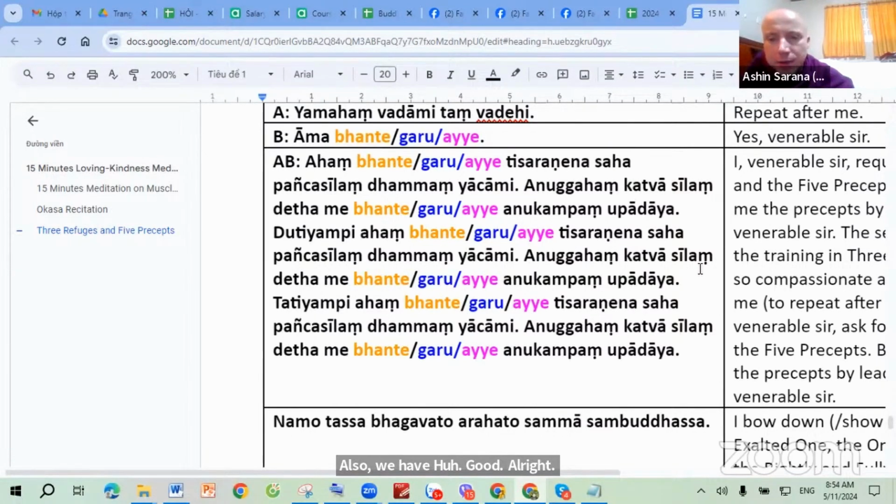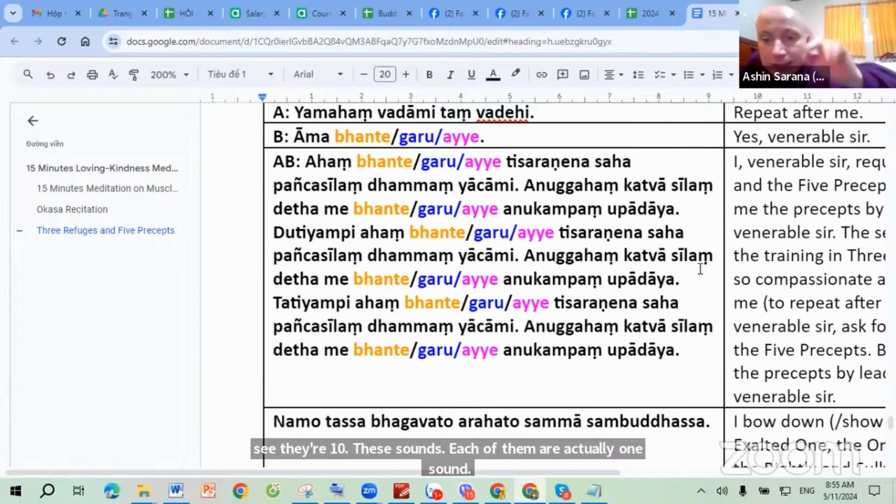Okay, that I think is pretty complete. So these sounds like kha, gha, cha, jha, tha, dha, pha, bha. You see, there are 10. Each of these sounds is actually one sound. It looks like BH, like two consonants, but it's actually one.